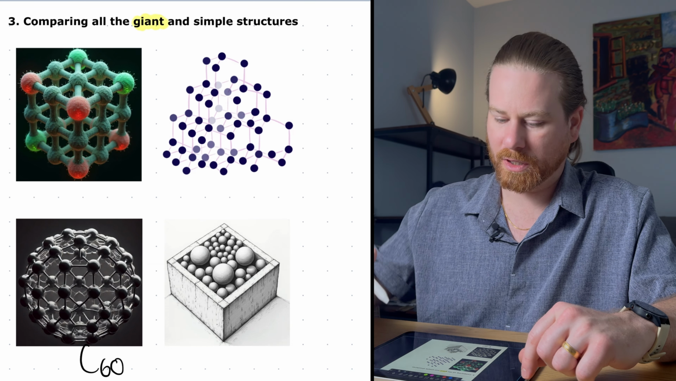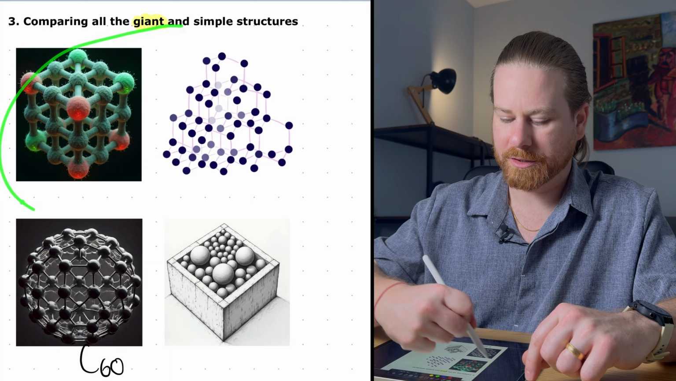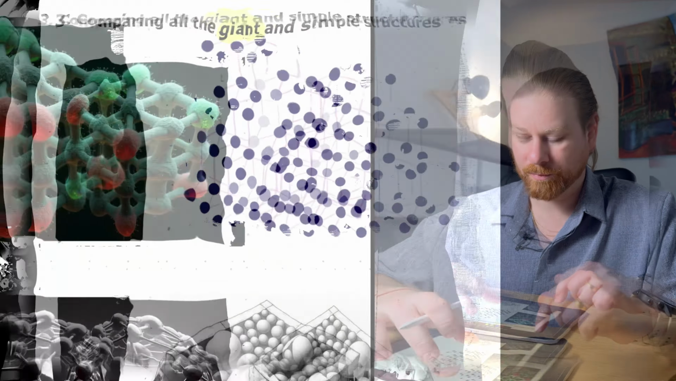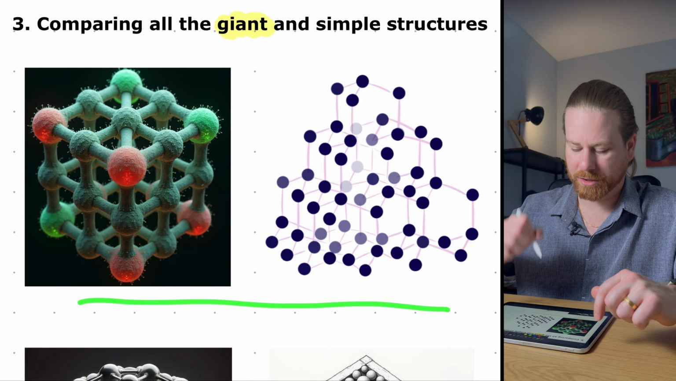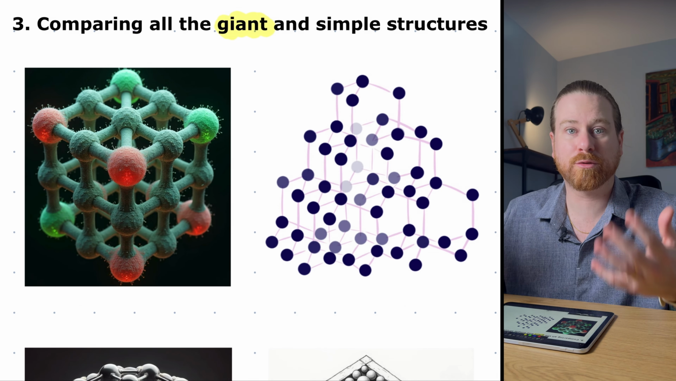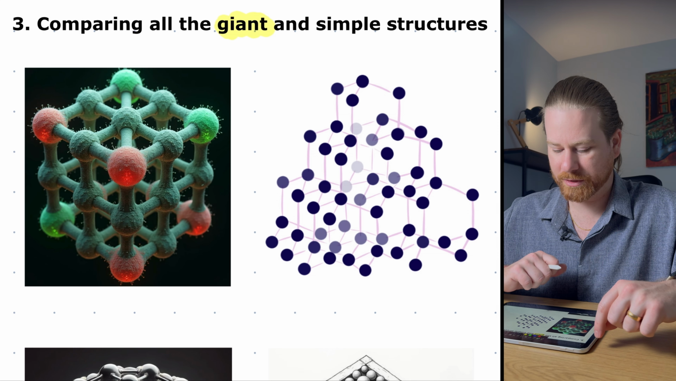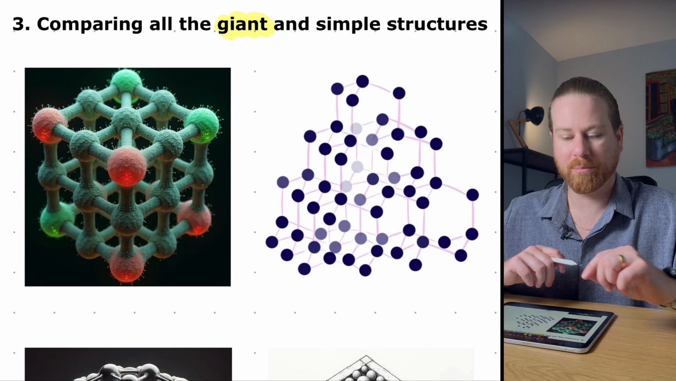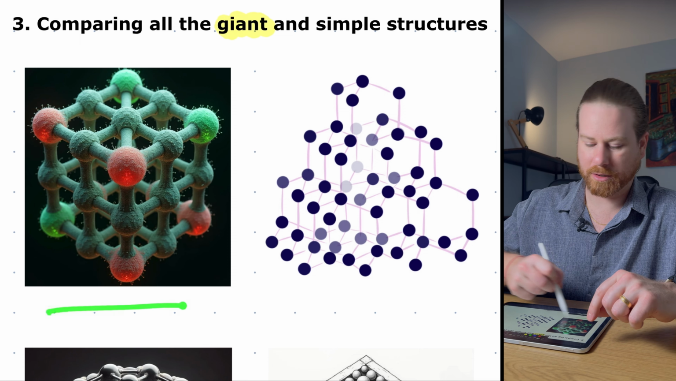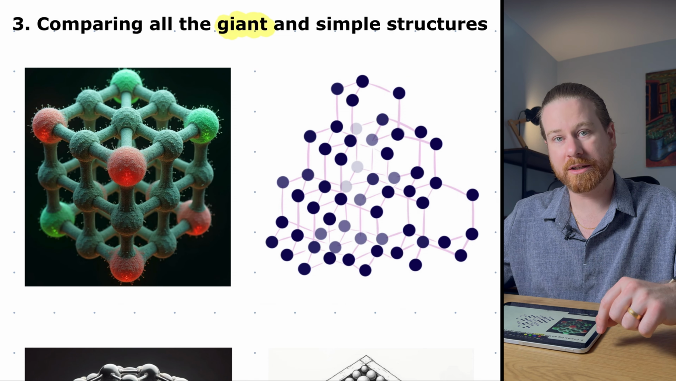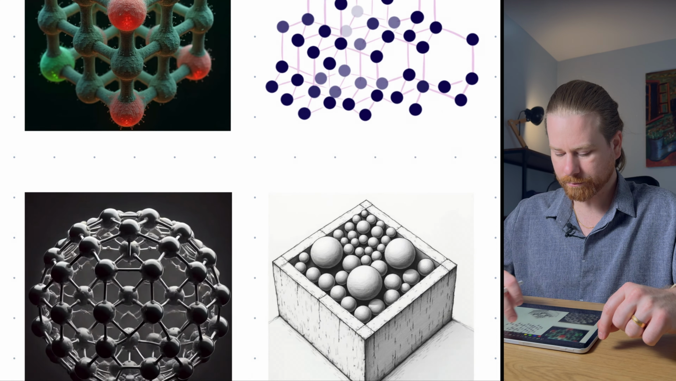If we take a look at these two, these two are very similar, and that's because they are giant. Our two giant structures are very similar because they have very strong bonds throughout their structure. And because they've got the strong bonds, they have very high melting and boiling points. So these are our similarities between the giant ionic compounds and the giant covalent compounds.